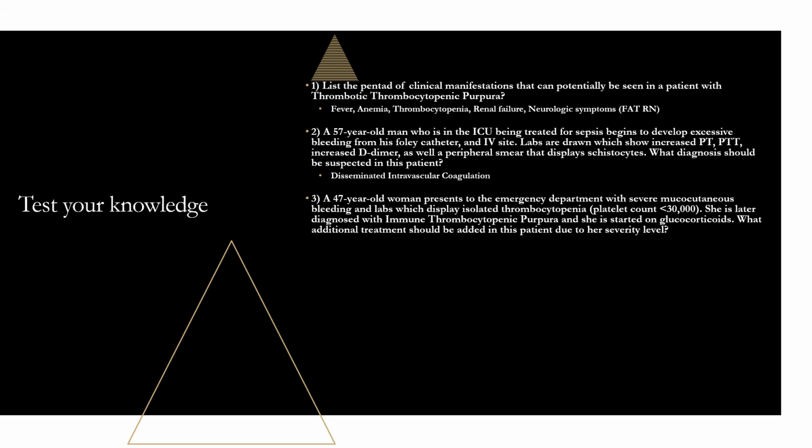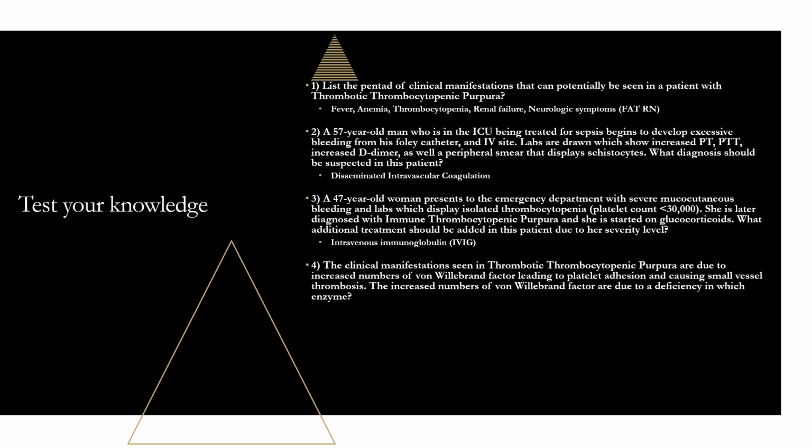Question 3, a 47-year-old woman presents to the emergency department with severe mucocutaneous bleeding and labs which display isolated thrombocytopenia. Platelet count is very low, less than 30,000. She's later diagnosed with immune thrombocytopenic purpura, and she is started on glucocorticoids. What additional treatment should be added in this patient due to her severity level? Remember, we are going to add intravenous immunoglobulin, IVIG, in patients with ITP who have that severe bleeding or really low platelet count, in addition to the steroids.